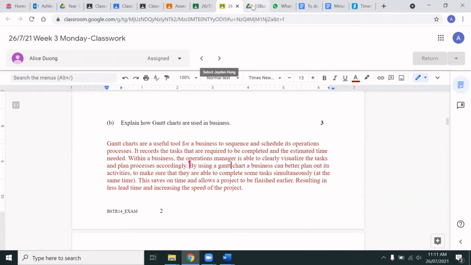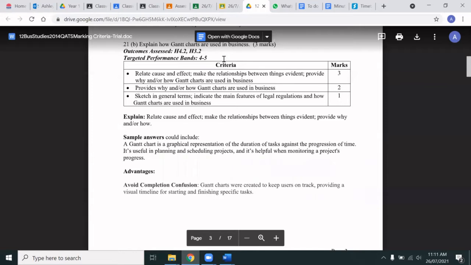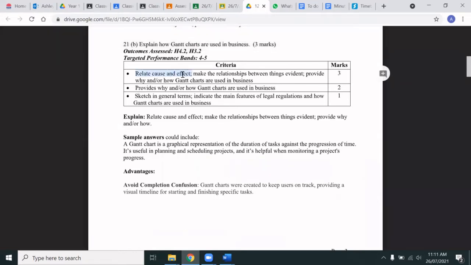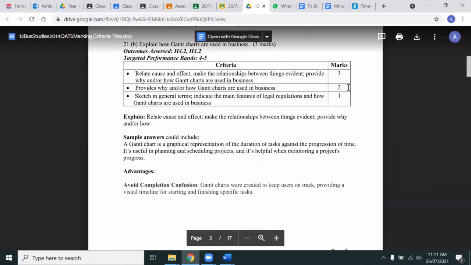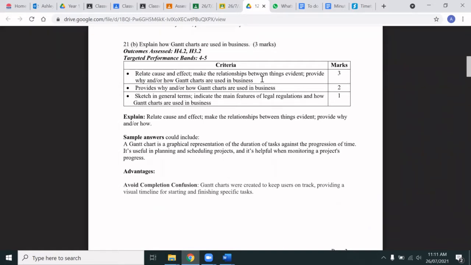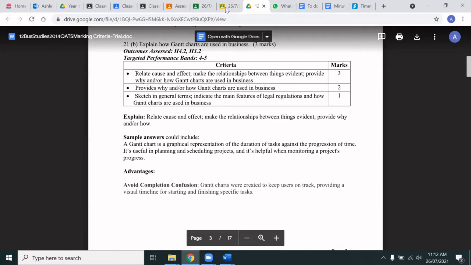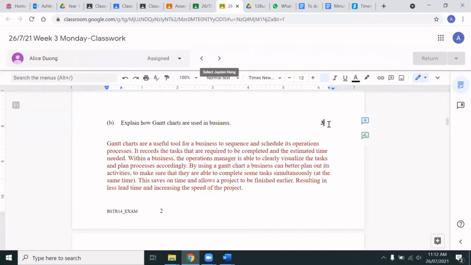So if we go to the marking criteria, relate cause and effect. So Alice, you'd started on that. Yeah, but you were providing why and how Gantt charts. You probably didn't get a chance to finish it, but you were more a 2. I probably would have just given you 2, but see all the additional things that I wrote there, and I even measured it a little bit. That's the 3, okay? So if I go back to your work here, I probably would say, to be honest, 2 out of 3, okay?